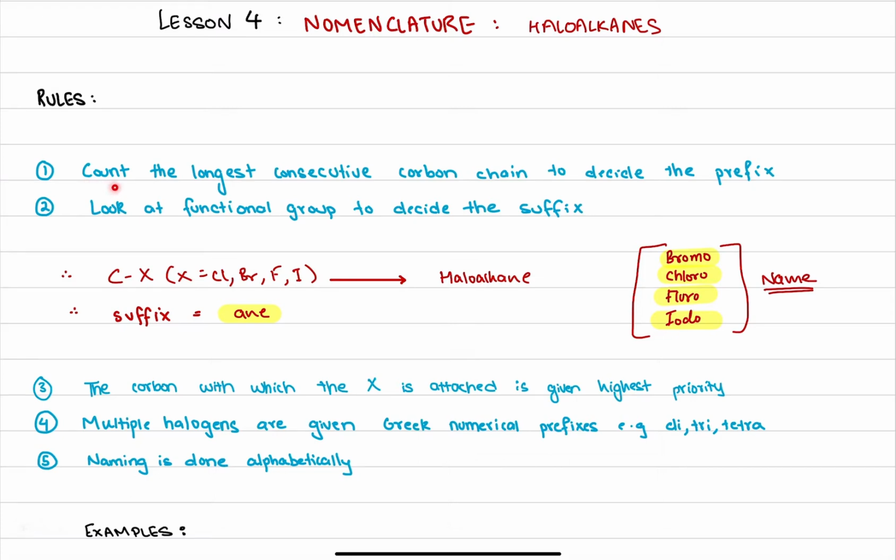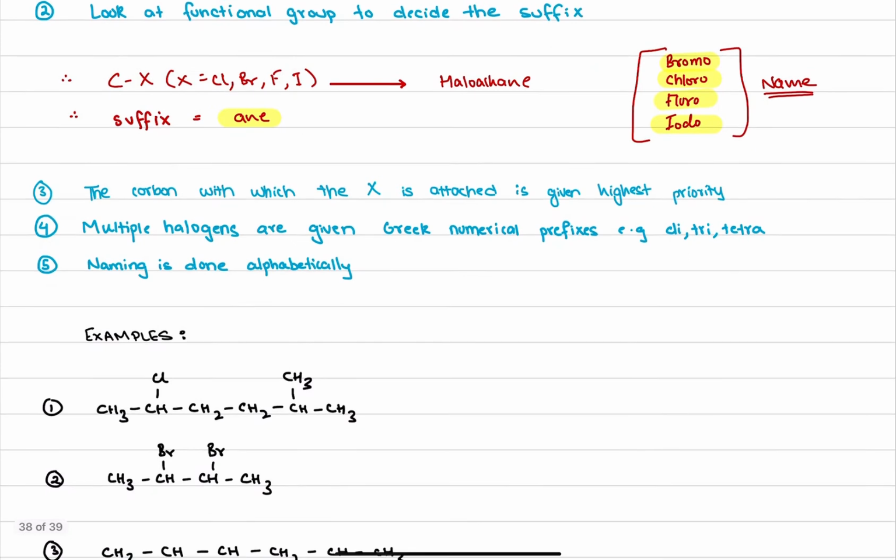We have already seen that we always count the longest consecutive carbon chain to decide the prefix, and then we look at the functional group to decide the suffix. In whichever molecule we have a C-X bond, we name that as a haloalkane, and the suffix remains "ane." The only difference is that the name is preceded by bromo, chloro, fluoro, or iodo, depending on the halogen we are talking about.